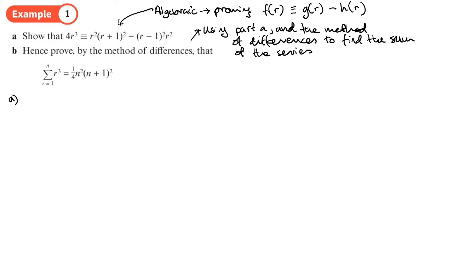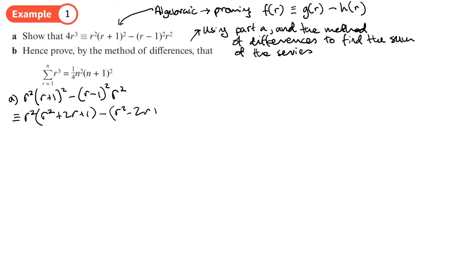Right, so we want to show that 4r cubed is equal to that expression. The way we're going to do that is just expand the brackets and simplify and see what we get. Should be fairly straightforward for us. So in the brackets, r squared plus 2r plus 1. Second bracket, r squared minus 2r plus 1. Let's expand the full brackets now.